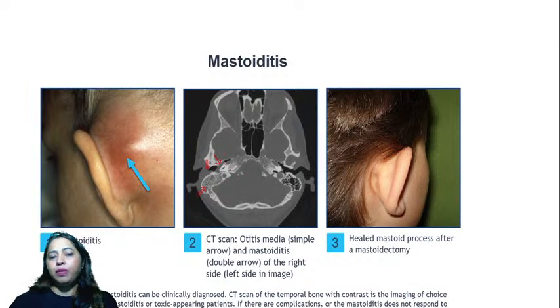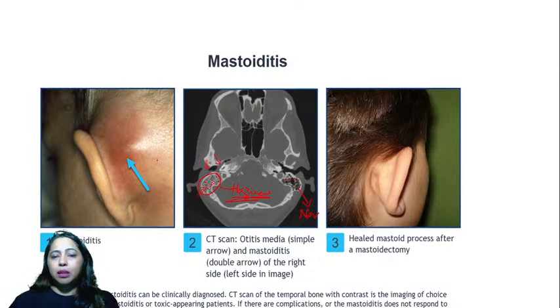The CT scan will reveal the simple arrows you can see, and the double arrows where there is a collection. So this is the mastoid process. You can see the air cells, that's why it looks porous. See, there is haziness on this side. There is haziness in the CT scan, and in this one, it's not. This is normal. But in this one you see a lot of haziness, and that indicates that it is filled with pus.